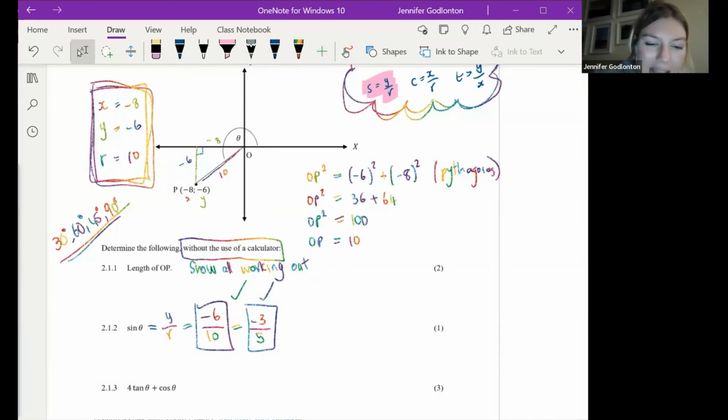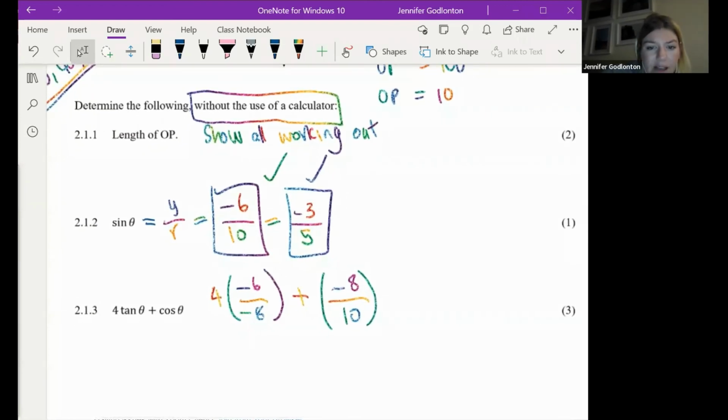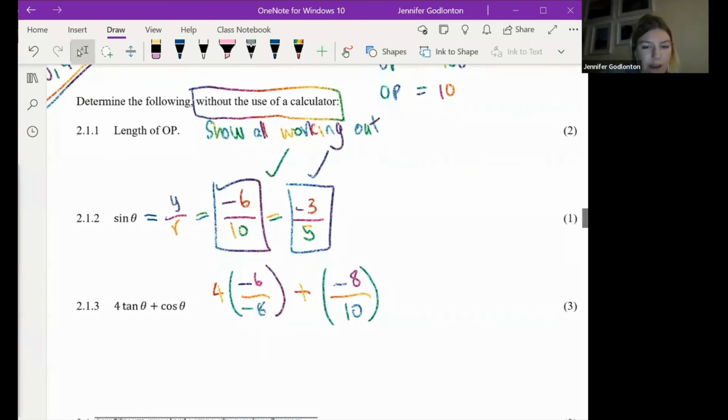Okay, tan theta, tan is y over x, which means it's -6 over -8, plus cos theta, which is x over r. So -8 over 10. Okay, that's our first step. It's just getting to this point over here.